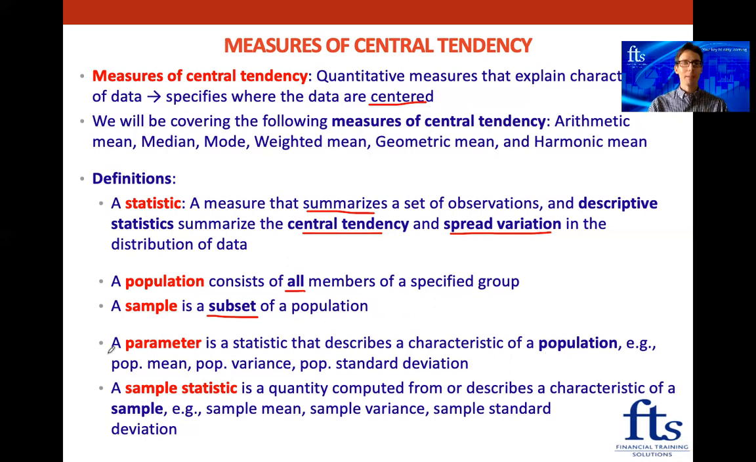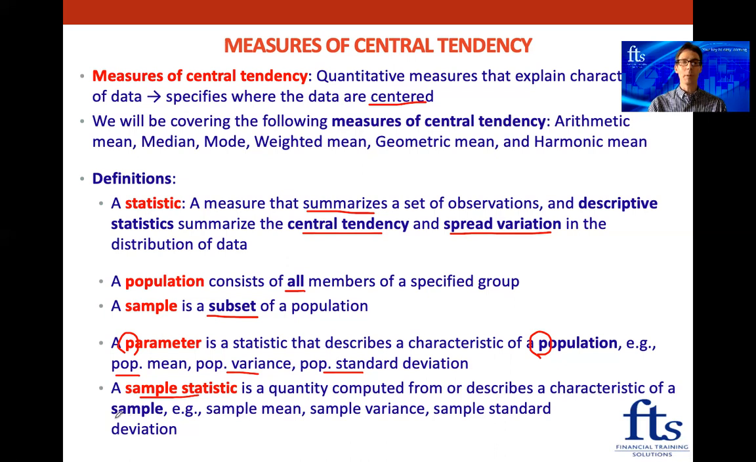And a parameter, this is a statistic that describes a characteristic of a population. It's easy to remember because we've got a P over there and we've got a P over there. So for example, if we work out the population mean, of course, it's a parameter because it's describing something about the population, or the population variance or population standard deviation. Those are measures of dispersion that we spoke about just now, which we're going to be doing in detail in another class.